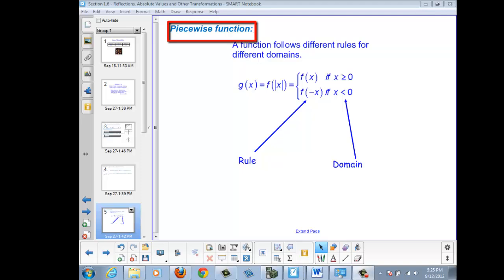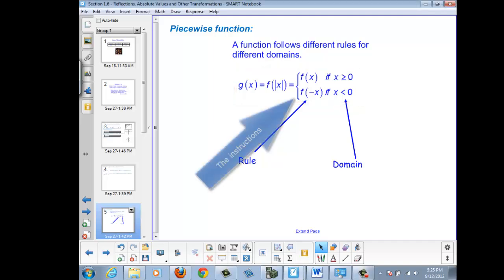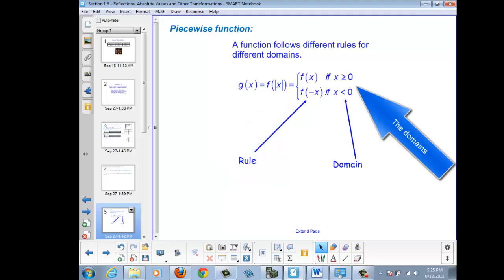So when we have different rules for different situations for a function, we call that a piecewise function. And here's how we would express a piecewise function using function notation. We break each function into a series of instructions, and then we follow those instructions with the domain where we are allowed to apply those instructions.